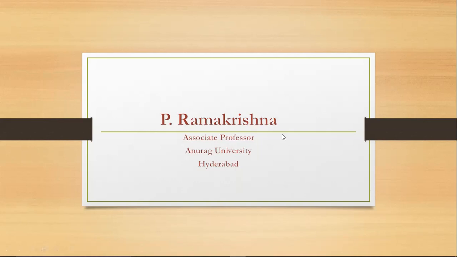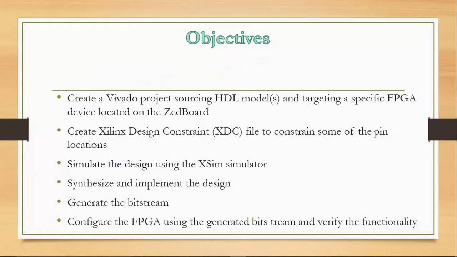See, the FPGA is used to make a logic level circuit diagram into a product. The main objectives of this process are: create a Vivado sourcing HDL model targeting a specific FPGA device located on the Z board. The next step, create a Xilinx design constraints file to constrain some of the pin locations on the FPGA.